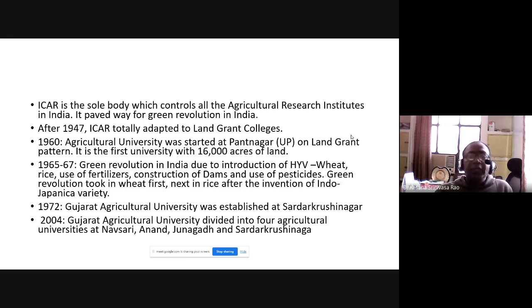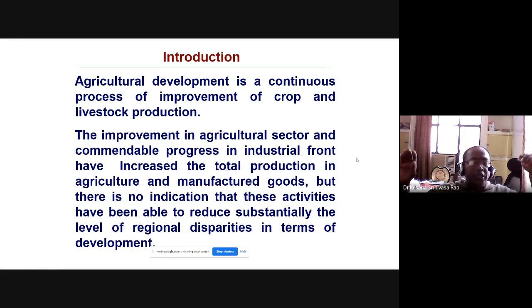First of all, the revolution started in the wheat crop. Then in rice, after the invention of Indo-Japonica varieties. Since then agriculture growth has picked up momentum, and production levels have risen greatly, for people who were suffering from lack of food. Nowadays we have reached self-sufficiency and export of agriculture products. So this is briefly the date-wise background of Indian agriculture.